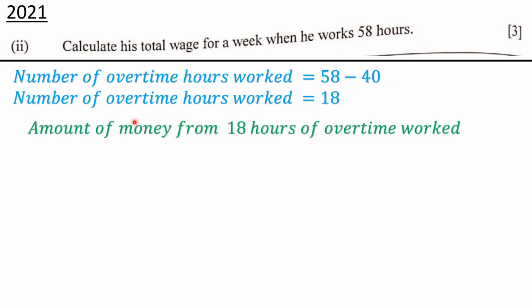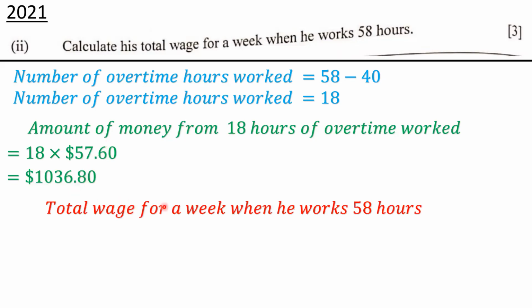Now we want to figure out the amount of money from the 18 hours of overtime work. So we're going to say 18 multiplied by 57.60. We're trying to figure out how much he got paid for overtime. That's going to be $1,036.80. We took 18 because he worked 18 hours of overtime, and we multiplied by the amount that he is paid hourly for overtime. Next, we want to figure out the total wage for a week when he works 58 hours.